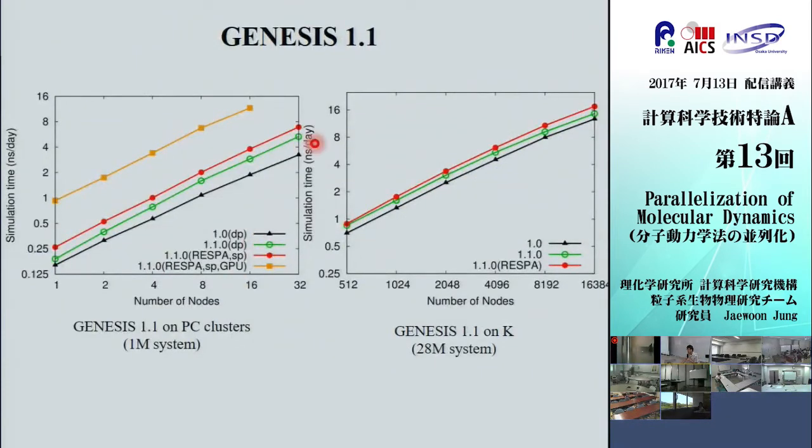And now for GENESIS 1.1, we consider several ways to increase the parallel efficiency. One thing is to replace double precision with single precision. Another thing is to assign multiple time step integration, GPU, and so on. And this one is for the 28 billion atom system. Using the K computer, it's scalable up to 16,000 nodes, and we obtain good parallel efficiency.